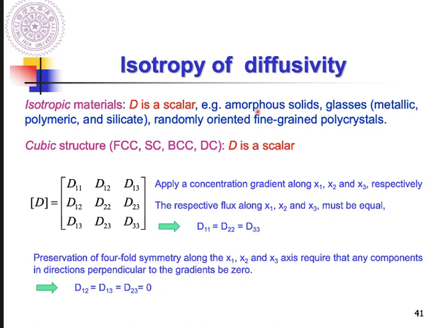So isotropic materials include amorphous solids, glasses, and randomly oriented fine-grained polycrystals. So it includes the cubic structures, for example, FCC, simple cubic, BCC, and diamond cubic. Under these four structures, diffusivity is a scalar.